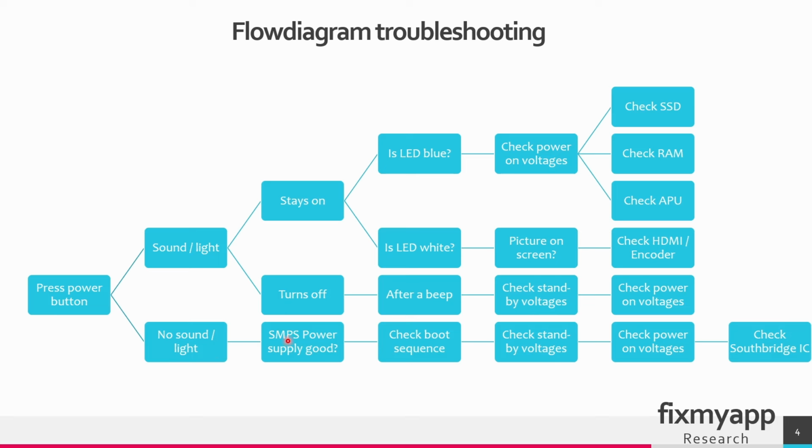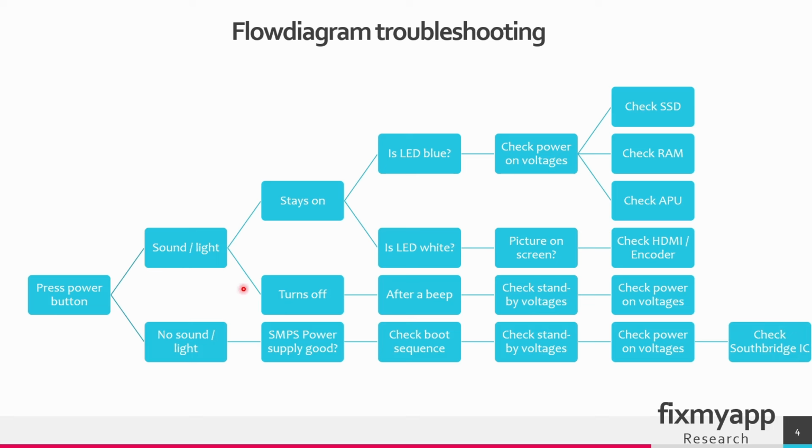If you have a no power condition, then check the SMPS power supply. Check if there is a 5V standby power present. And when you press the power button, check if it can deliver the 12V. Is the power supply good? Then check the boot sequence, so check all the standby voltages that are present on the mainboard. Check the power on voltages when you push the power button, and if everything is okay in this diagram, then most probably you have a bad Southbridge IC, so you have to check the Southbridge circuit.